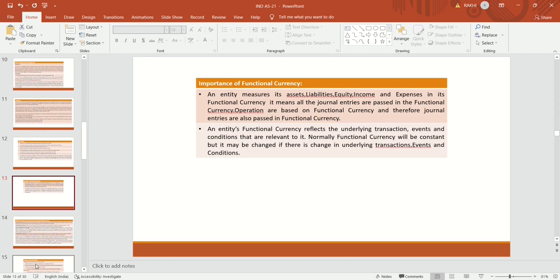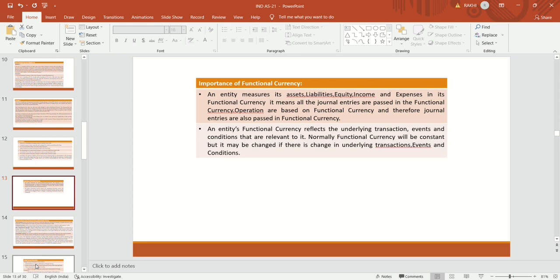Whatever the entity's functional currency is, it reflects the underlying transactions, events and conditions that are relevant to it. That is sales, cost, any transaction the company made, in which currency. What are the events, what are the conditions to determine the functional currency? It is reflected through its underlying transactions.